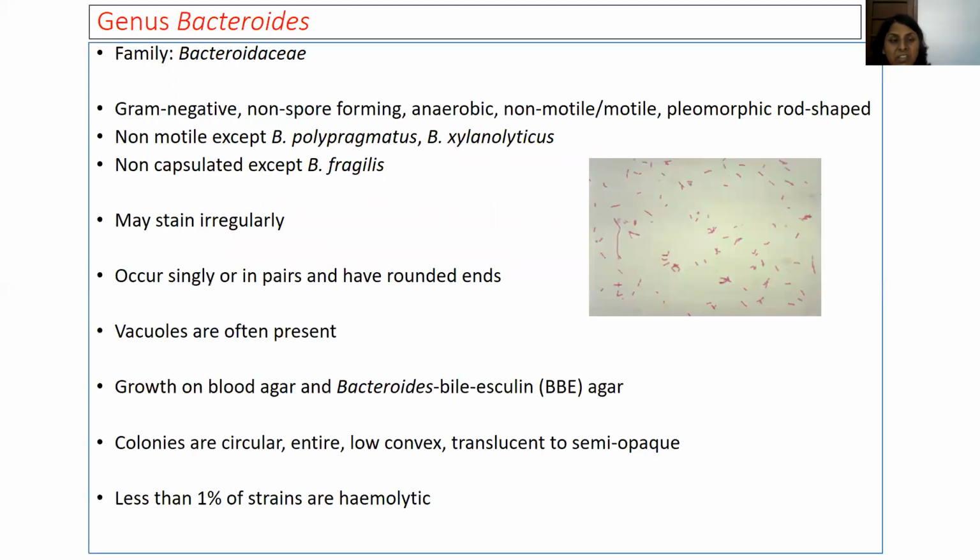mastitis. Coming to the genus Bacteroides, these are also non-spore forming anaerobic bacteria. These are pleomorphic or rod shaped, and they are normally non-motile except for two species. And these are non-capsulated, they stain irregularly, and vacuoles may be present, and they occur singly or in pairs and have rounded ends.